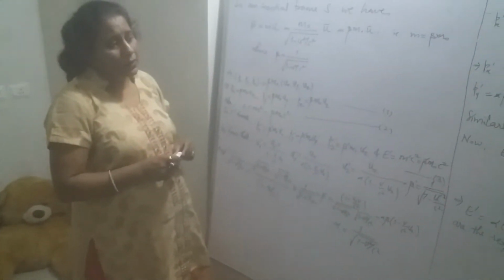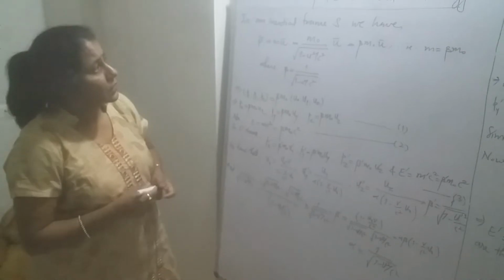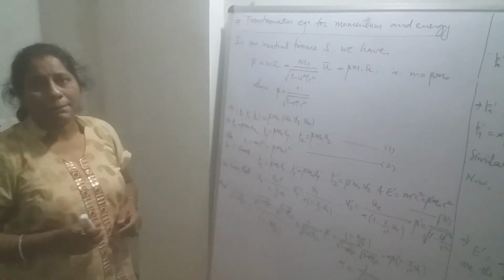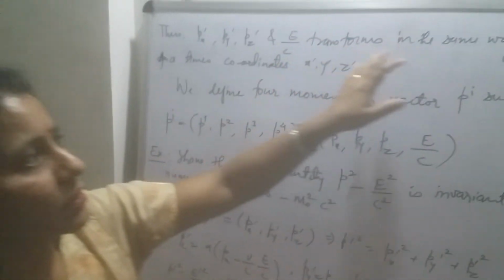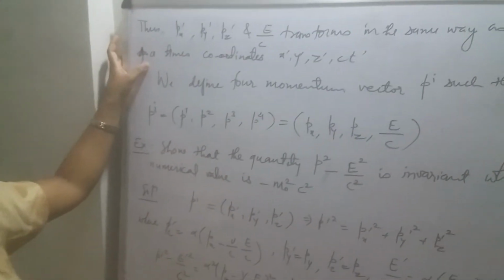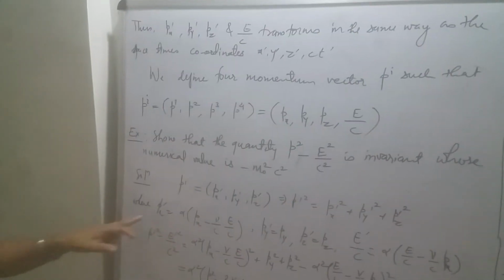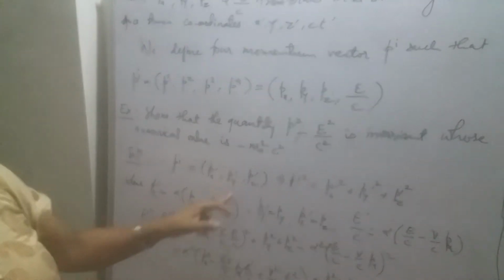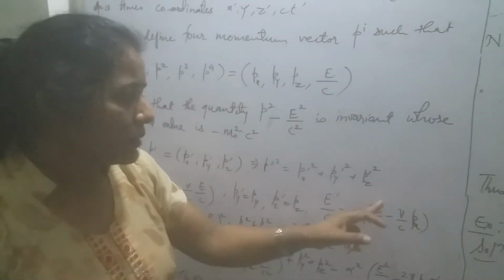We can obtain the inverse of these transformations just by interchanging prime to unprime and unprime to prime terms and v by minus v, so that we will get the inverse of these linear momentum and energy transformations. Thus we have px dash, py dash, pz dash and E by c transform in the same way as the space-time coordinates x dash, y dash, z dash and ct dash in Lorentz transformations. That is, px dash is alpha times px minus v by c into E by c, py dash is py, pz dash is pz and E dash by c is alpha times E by c minus v by c into px.